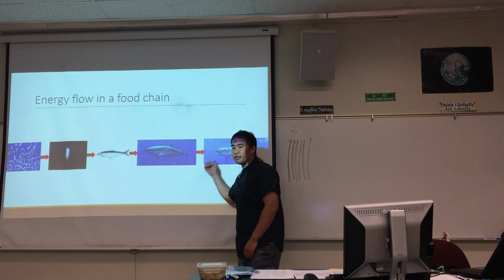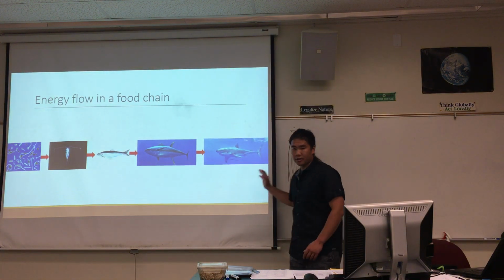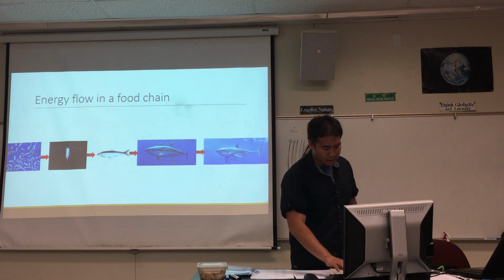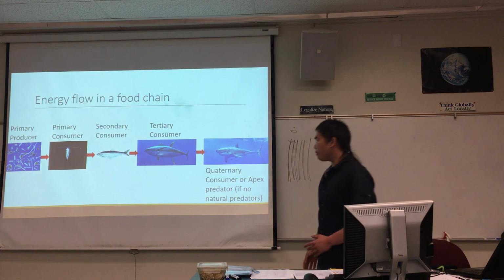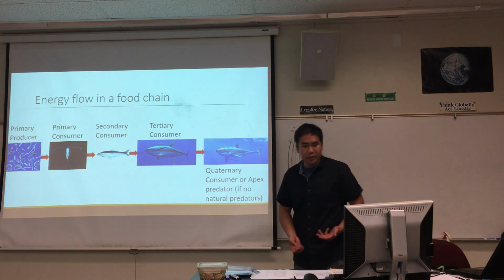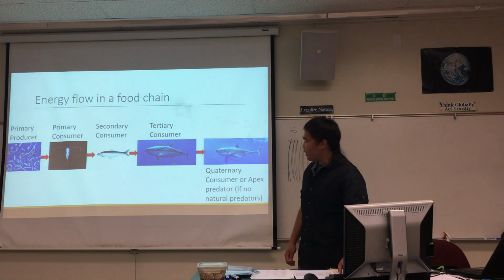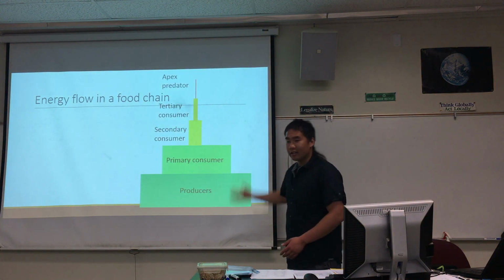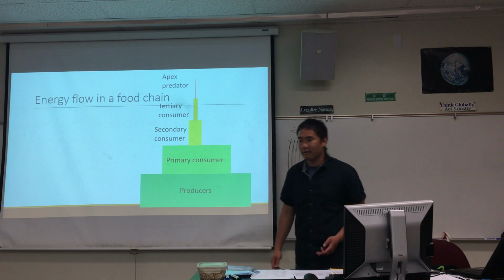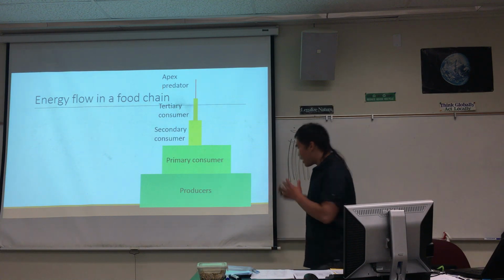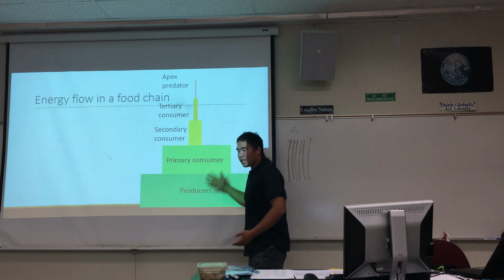And this is quaternary consumer, but since it has no natural predators, what should we call it? The apex predator, right? Okay, so this is just a food chain, and it shows all the trophic levels as we expect, and they fit nicely on the trophic pyramid that we have seen before, right? Now, going back to the trophic pyramid, what does this even mean?